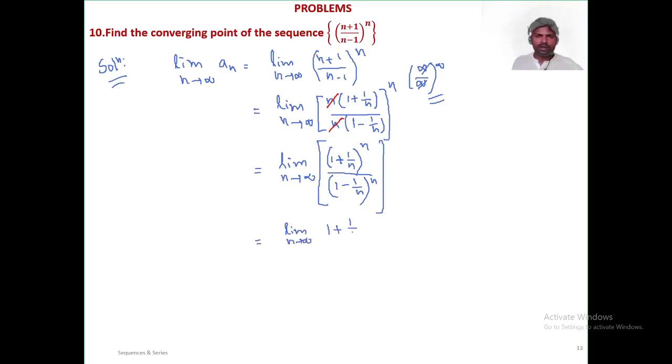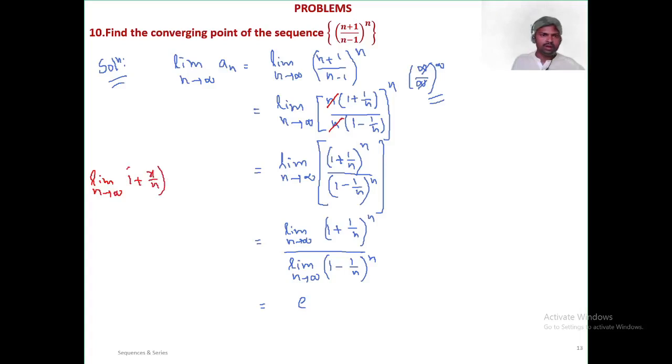1 plus 1 upon n power n, okay, divided by limit n tends to infinity of 1 minus 1 upon n power n. This is by the quotient rule. Look at theorem number 6, today's theorem. By the quotient rule I am doing this. Again by the formula I just quoted, this will be e power x. Instead of x what are you having? 1, right? Instead of x you are having 1. Again I am quoting here the formula. What is the formula? Limit n tends to infinity 1 plus x by n power n.